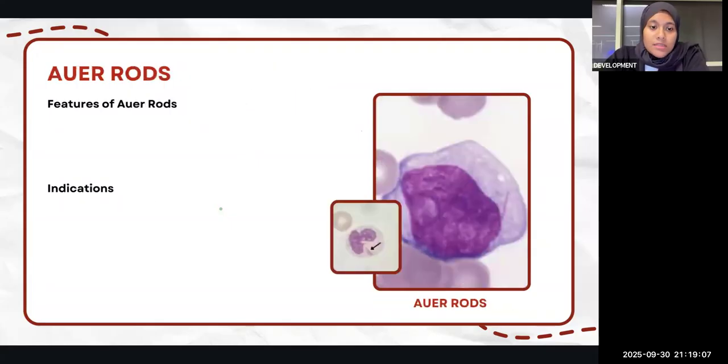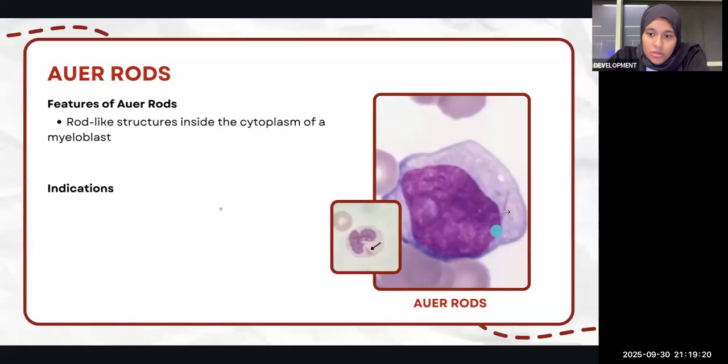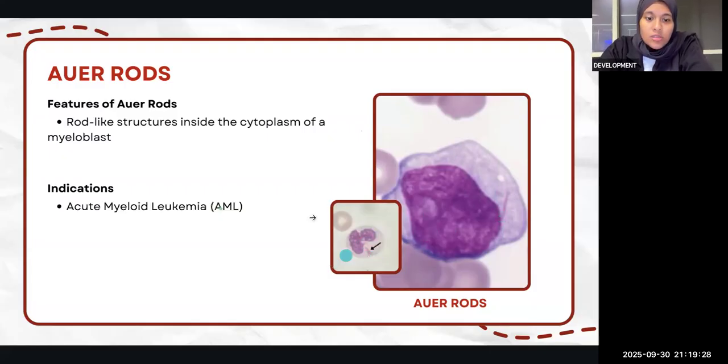Okay, now this slide, guys, 100%, if not 100%, 99.9% it will come in your exam. Auer rods, okay? They're basically rod-like structures right over here in the cytoplasm of a myeloblast. Every time you see a rod, that's an Auer rod, and that indicates acute myeloid leukemia, AML. Please don't forget this. AML.